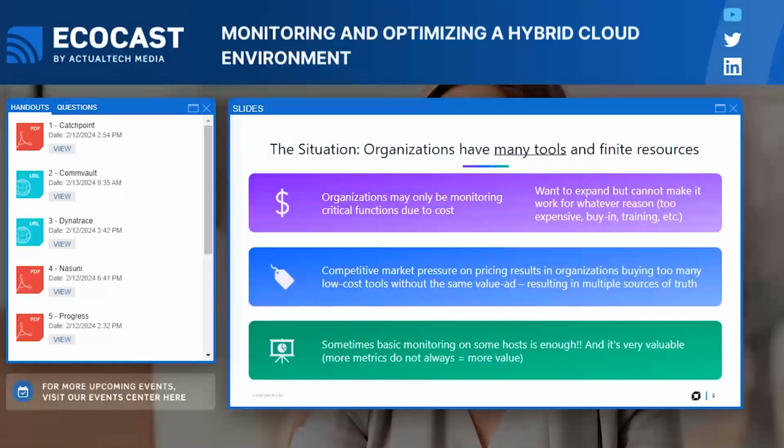And as we will discuss later in this presentation, I'm kind of teeing it up here. Sometimes basic monitoring on hosts is enough. And looking at where you can right-size your environment can be a great way to optimize your hybrid cloud environment.